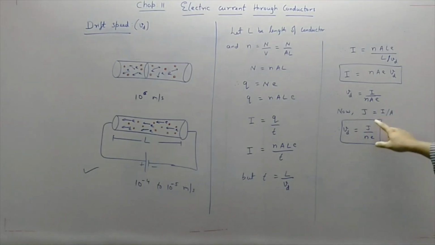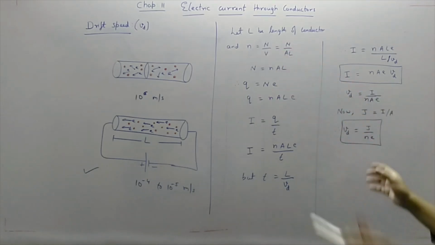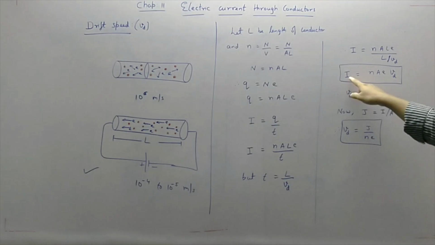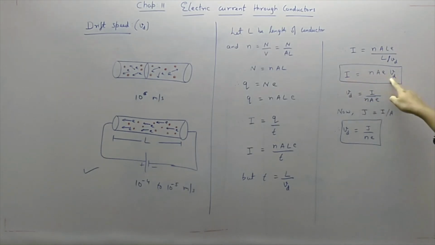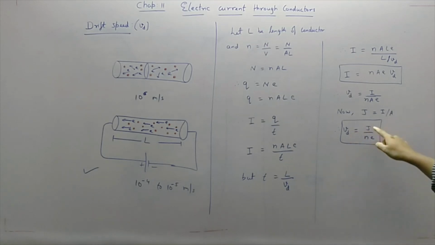Here J is the current density. Current density is current upon area. What is the unit of current density? It is ampere per meter square. So current density means current flowing per unit area. Here we have seen the relation between current and drift velocity, and here we are seeing the relation between drift velocity and current density.